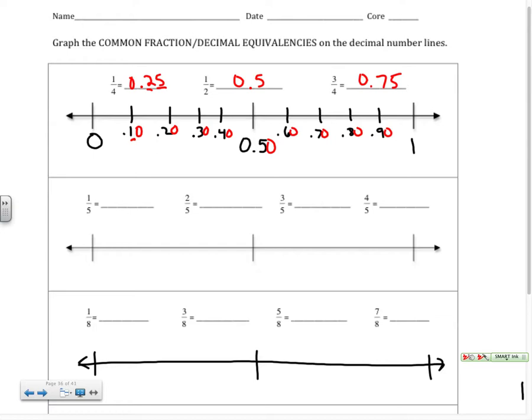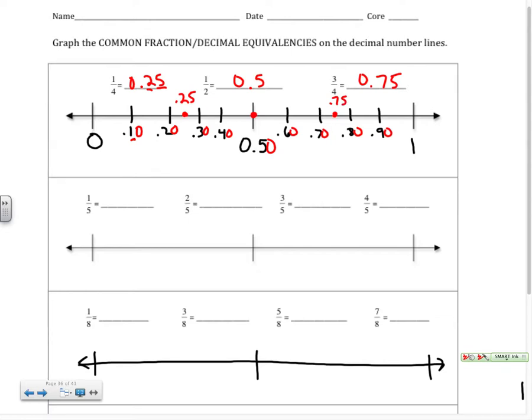So 25 hundredths falls between 20 and 30 hundredths. And if I look right here, it falls right between them. So that's 0.25. And we know that's the same as 1/4. 1/2 is already on our number line, so I'll just graph it by making a point. And then 75 hundredths falls between 70 hundredths and 80 hundredths. So 75 hundredths would go right there.